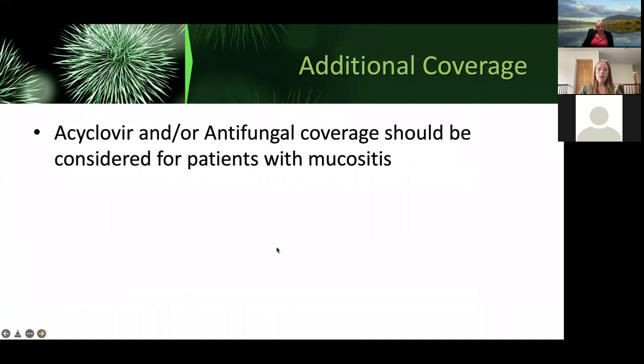And then if a patient has mucositis, you may want to consider systemic acyclovir or antifungal coverage. The antifungal coverage for mucositis could start as a swish and swallow type thing. You don't necessarily need to use systemic coverage right off the bat, but just as an additional consideration for patients with mucositis, you may want to consider acyclovir or an antifungal.